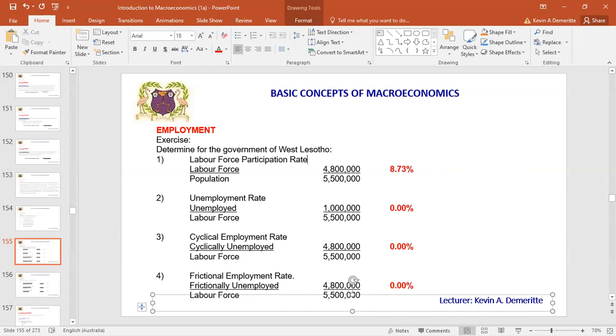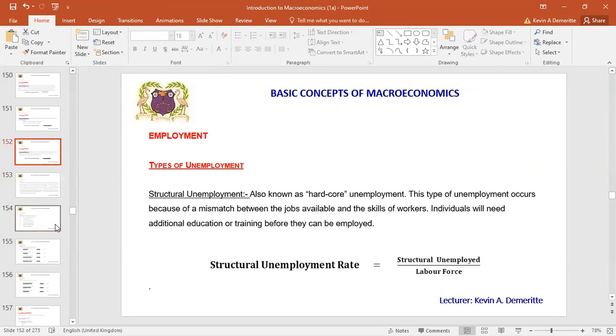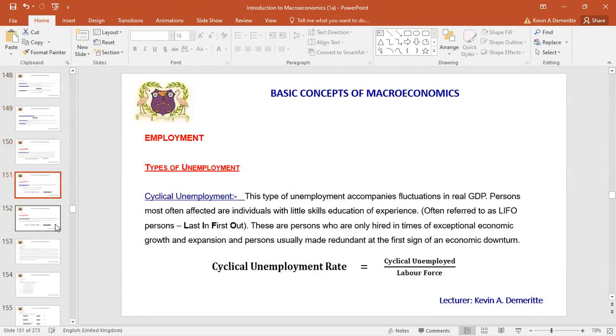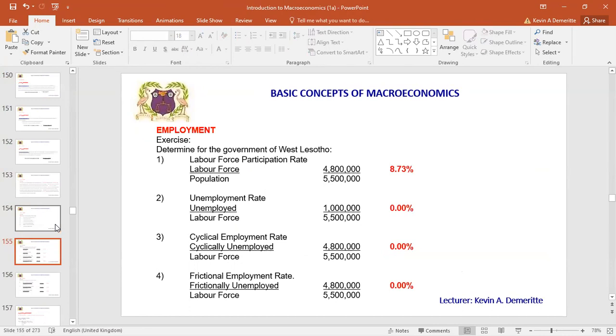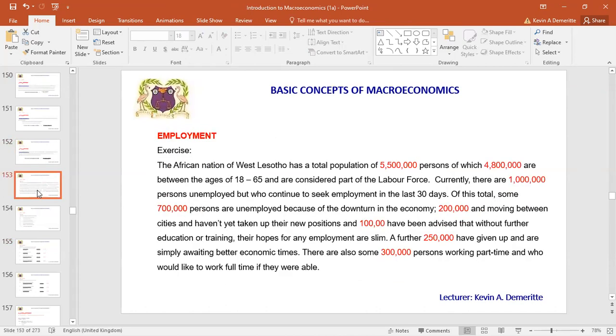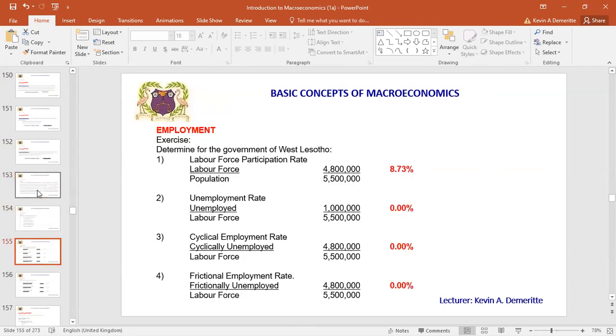Unemployment rate. How do we define our unemployment rate? Our unemployment rate, we said, was unemployed divided by the labor force. How many persons are unemployed? Here's our scenario. Currently, there are 1 million persons unemployed. You see where I'm looking at that? And the labor force is, sorry, we found it earlier. So then what do we get?